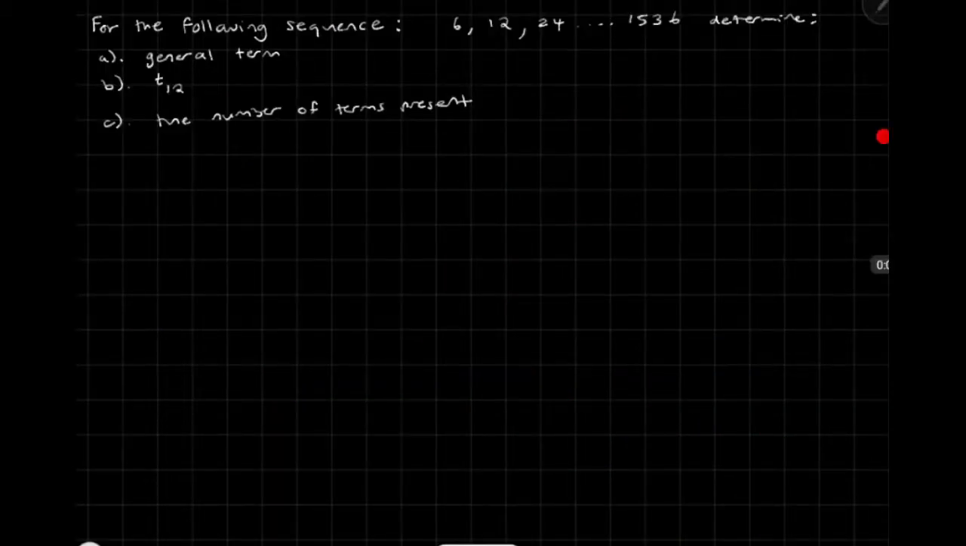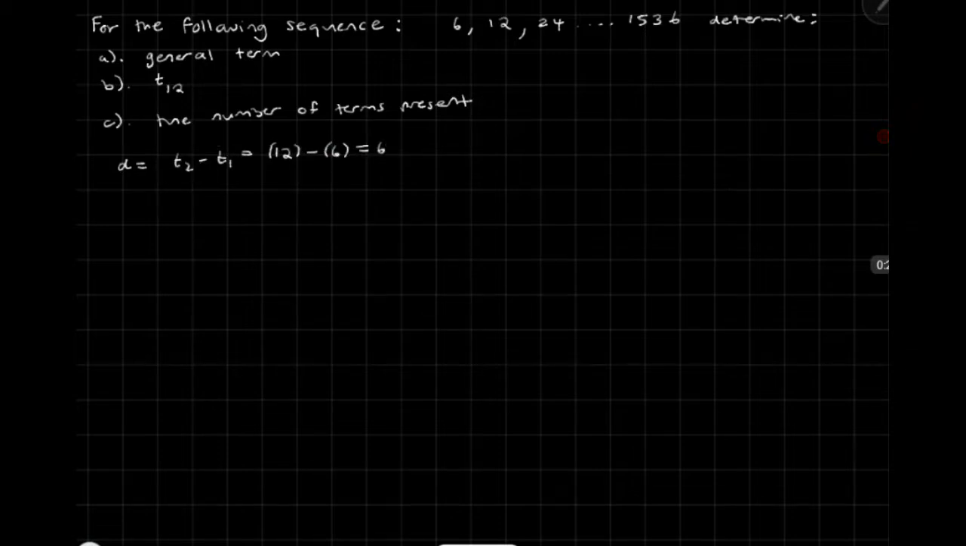All right, for the following sequence, 6, 12, 24, all the way to 1536, determine the general term, T12, and the number of terms present. Okay, so if we're looking at this, we want to first test to see if this is an arithmetic or a geometric sequence. If I look at the common difference, if I do T2 minus T1 here, I get 12 minus 6, and this is going to give us 6, right?